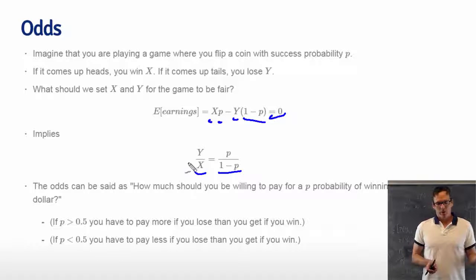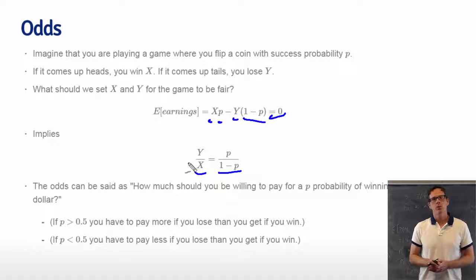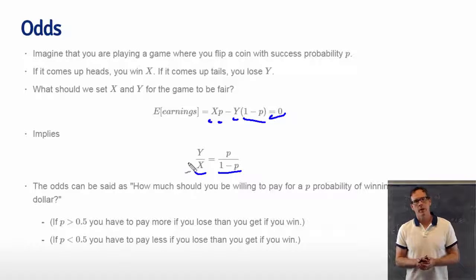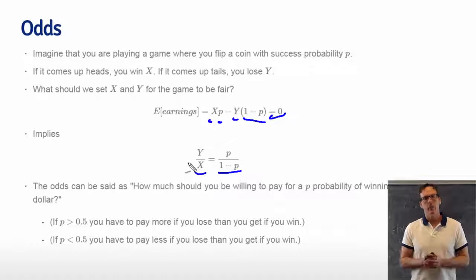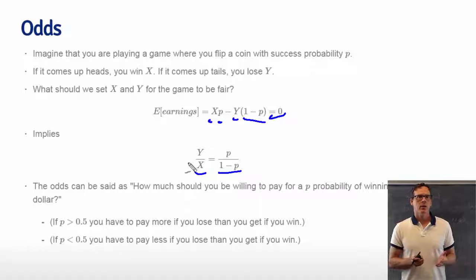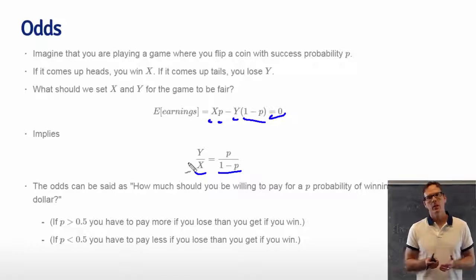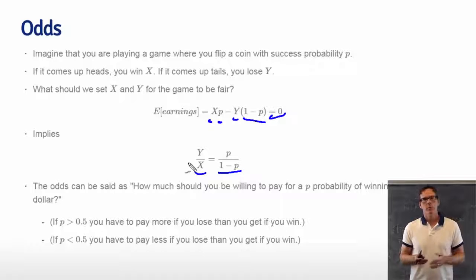And if p is bigger than 0.5, you'll have to pay more than you win, and if p is less than 0.5, you pay less if you lose than if you win. And so this is why if you go to a horse betting track like Pimlico here in Baltimore, they'll give you the odds against a horse winning. So they'll say 10 to 1. Why would they do that? Because if you bet $1, that would mean if the horse won, you got $10. So you can do the calculation very quickly in your head because they're giving you a fair game.